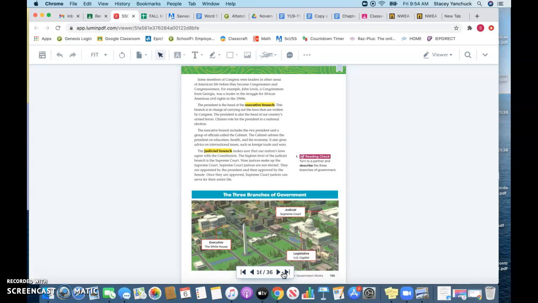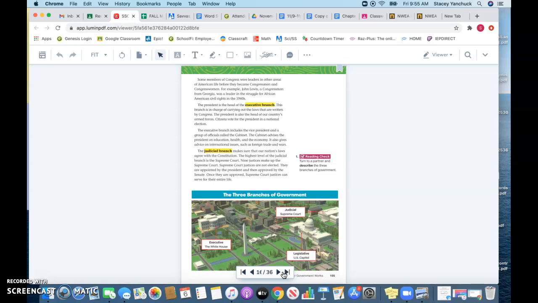Okay, let's keep reading. The judicial branch makes sure that our nation's laws agree with the Constitution. So highlight that sentence. The highest level of the judicial branch is the Supreme Court. 9 justices make up the Supreme Court. Supreme Court justices are not elected. They are appointed by the president and then approved by the Senate. Once they're approved, Supreme Court justices can serve for their entire life.